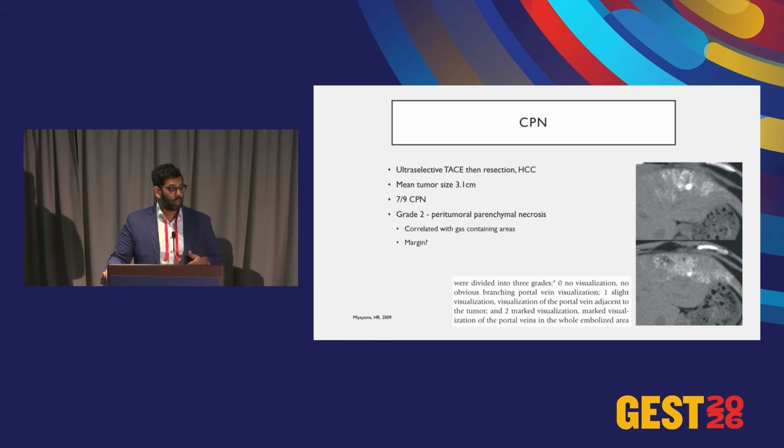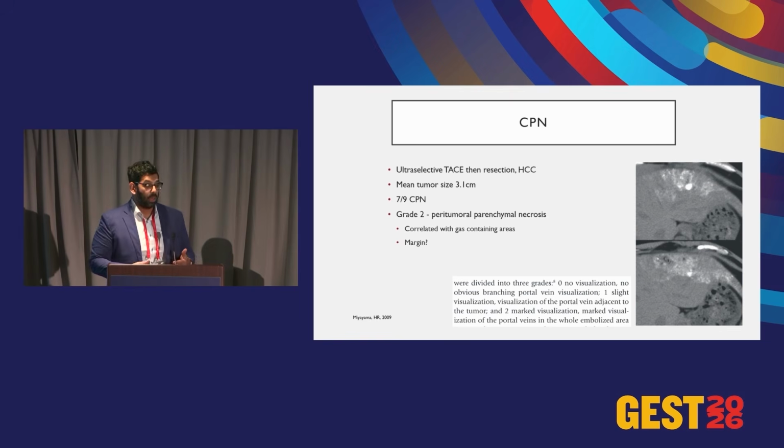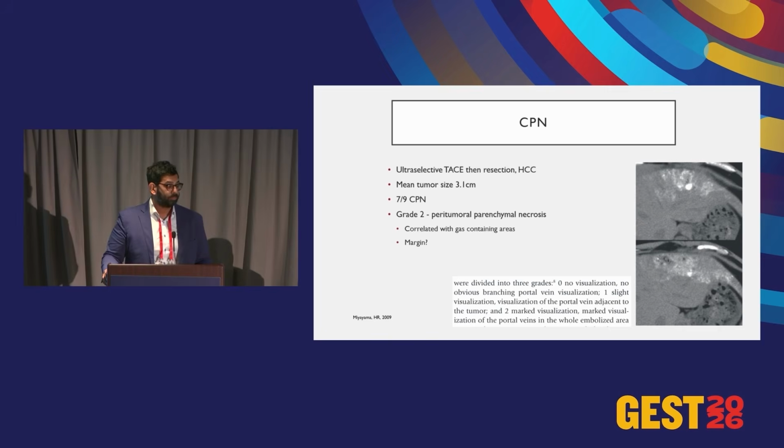CPN, why is this relevant? We'll talk about this in a couple slides, but this is ultra-selective TACE with basically a RAD path study. And so when they explanted these tumors, 7 of 9 have had complete pathologic necrosis, which is very high for TACE. Those of you that have seen the TACE CPN data, that's very high for TACE. And when they looked at the Lipiodol retention in the tumor, grade 2 portal vein staining actually correlated with normal liver parenchymal necrosis around the tumor, effectively a TACE margin around the tumor, which is what we shoot for with thermal ablation and sometimes with Y90 as well.